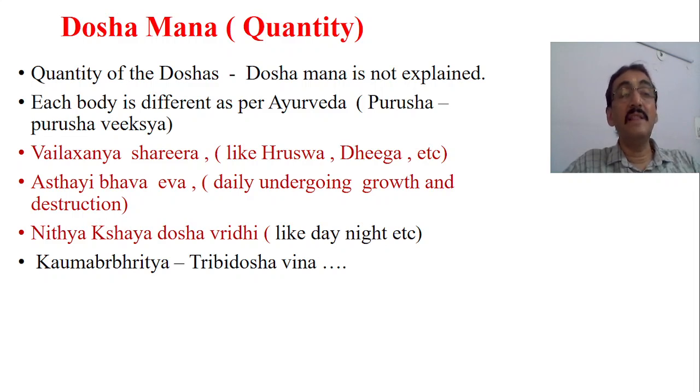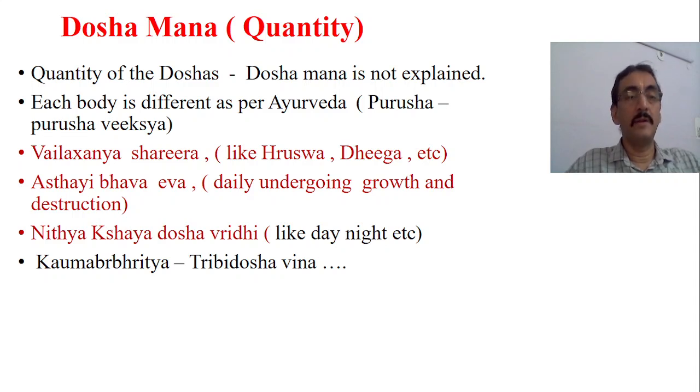And lastly, Nitya Kshaya Dosha Vriddhi. Daily there is Nitya Kshaya and Vriddhi going on. Seasonally it is going on, Rutu-wise it is going on, diurnally it is going on, and each and every moment it is going on. So identifying and putting the dosha mana in exact figures was impossible. Therefore, they say dosha mana is not mentioned.